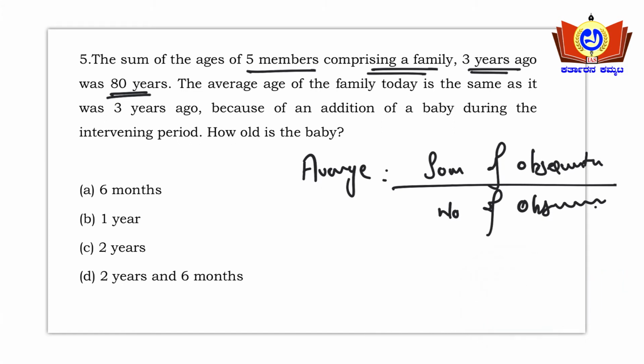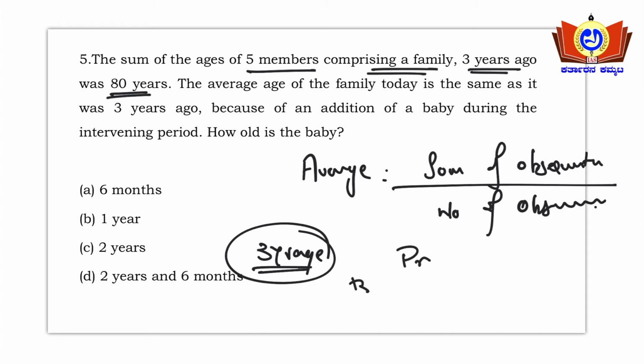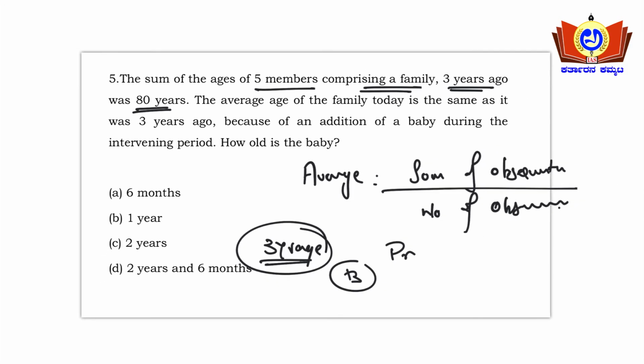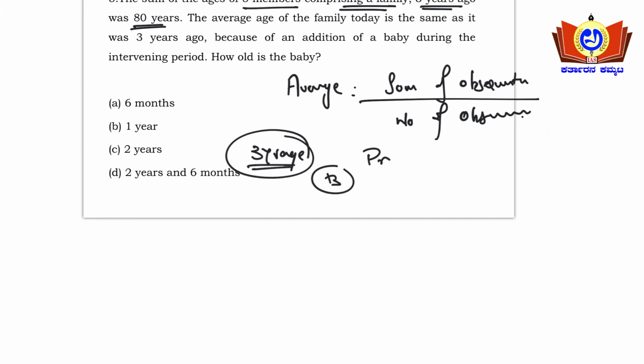Present age will be, the question is telling 3 years ago, so what will be the present age? So plus 3 here. So it's nothing but, present age of the 5 members will be 80 plus 3 into 5.